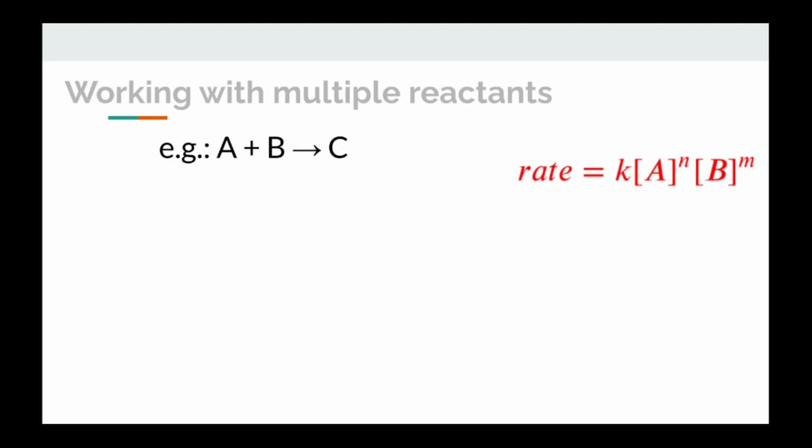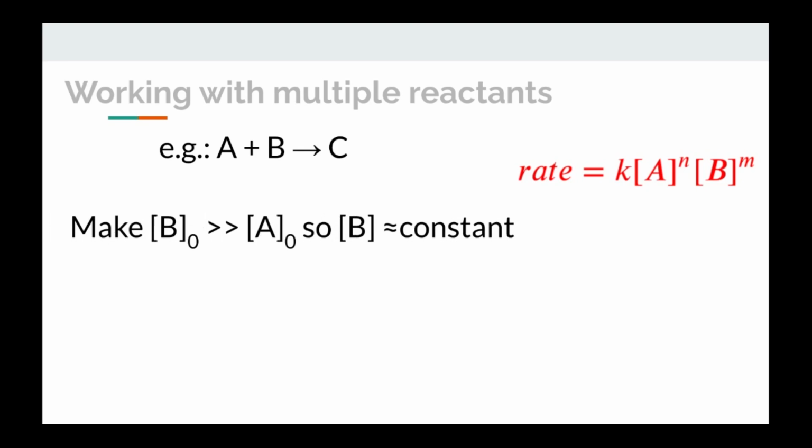Rate is equal to K times A raised to the N, let's say, and times B, the other reactant, raised to the M. So how we can deal with this is we can make one of the reactants have a concentration that's so much bigger than the other reactant that it essentially stays constant throughout the entire reaction. So let's take a look at this.